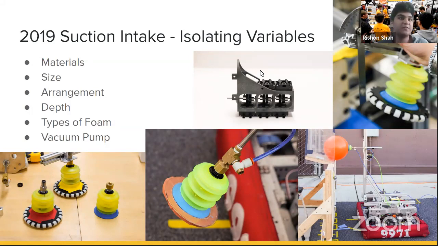There were also aspects of the intake outside of the cups that needed to be tested, things that were a part of the suction system as a whole. So things like fittings that were being put into the suction cup, the vacuum pumps, solenoids, and the size of the tubing that was being run between all of these things.